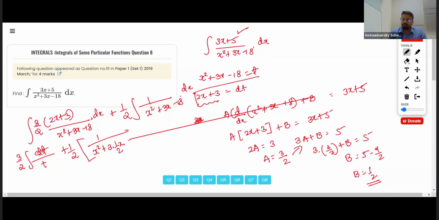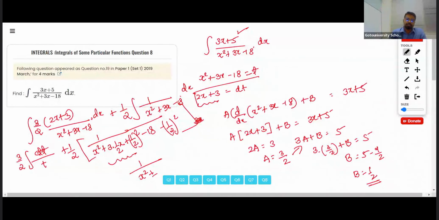This is a long process. This part will become x plus 1 by 2 quantity whole square minus 18 minus 1 by 2 whole square. So this will come as a fraction part, and we have to continue the steps. I don't have time for explaining this part, so I'm just giving you the clue. You can convert this to x square minus or plus based on what we're getting, and then use the standard formula. The first part will become simply 3 by 2 times log t, and we can substitute the value there.